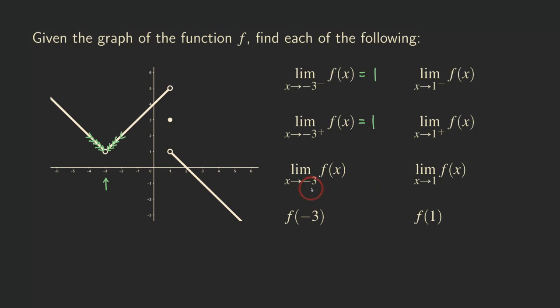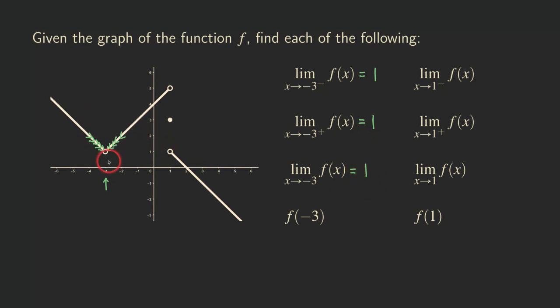Now, what about the two-sided limit? X is approaching -3 here. There is no direction indicated here, so that means that's a two-sided limit. We gotta consider both sides at the same time. And because the two one-sided limits are equal to 1, so what can we say here? Because they're equal, the two-sided limit exists, and it's also equal to 1.